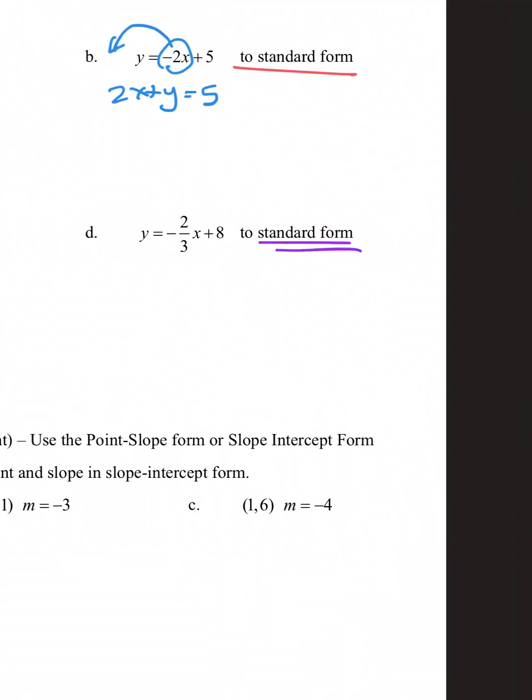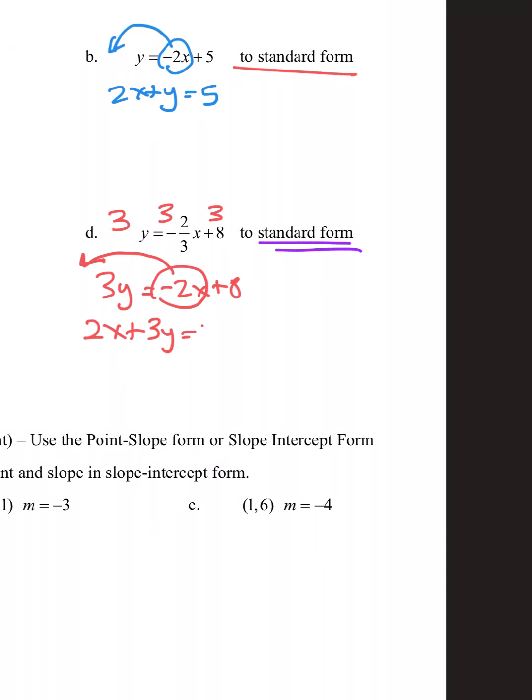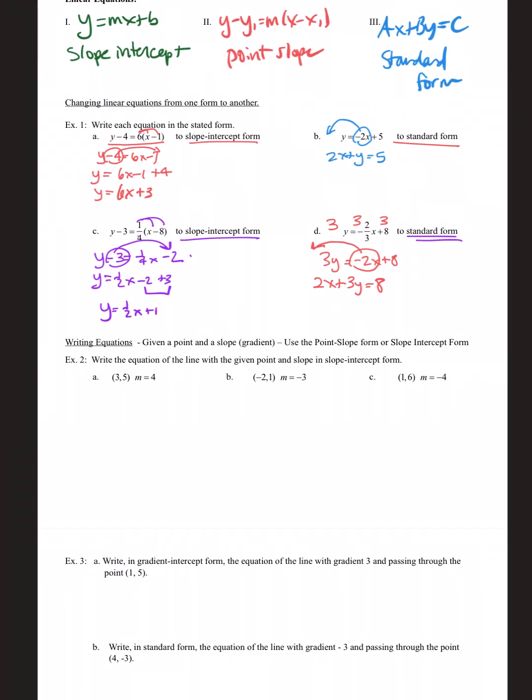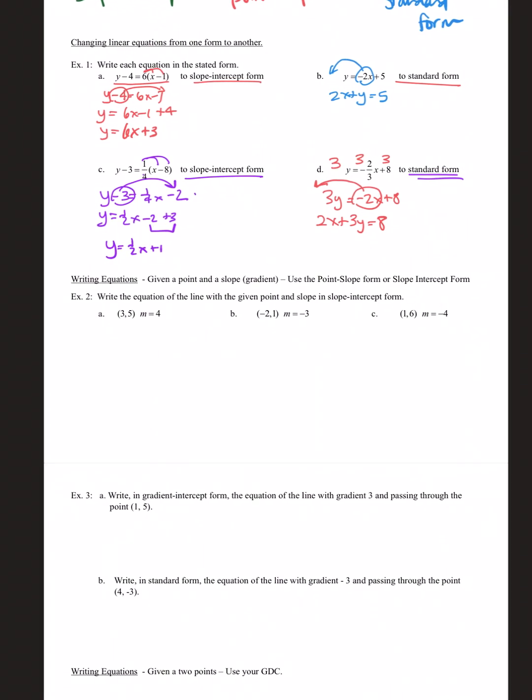Here, just a reminder, for standard form there can be no fractions. So the first thing that I want to do is to multiply everything by 3. So I get 3y equals -2x plus 8. And then I need the x and the y on the same side. So this is going to move over here, becoming positive. And now I have it in standard form. Okay, moving on to example 2.